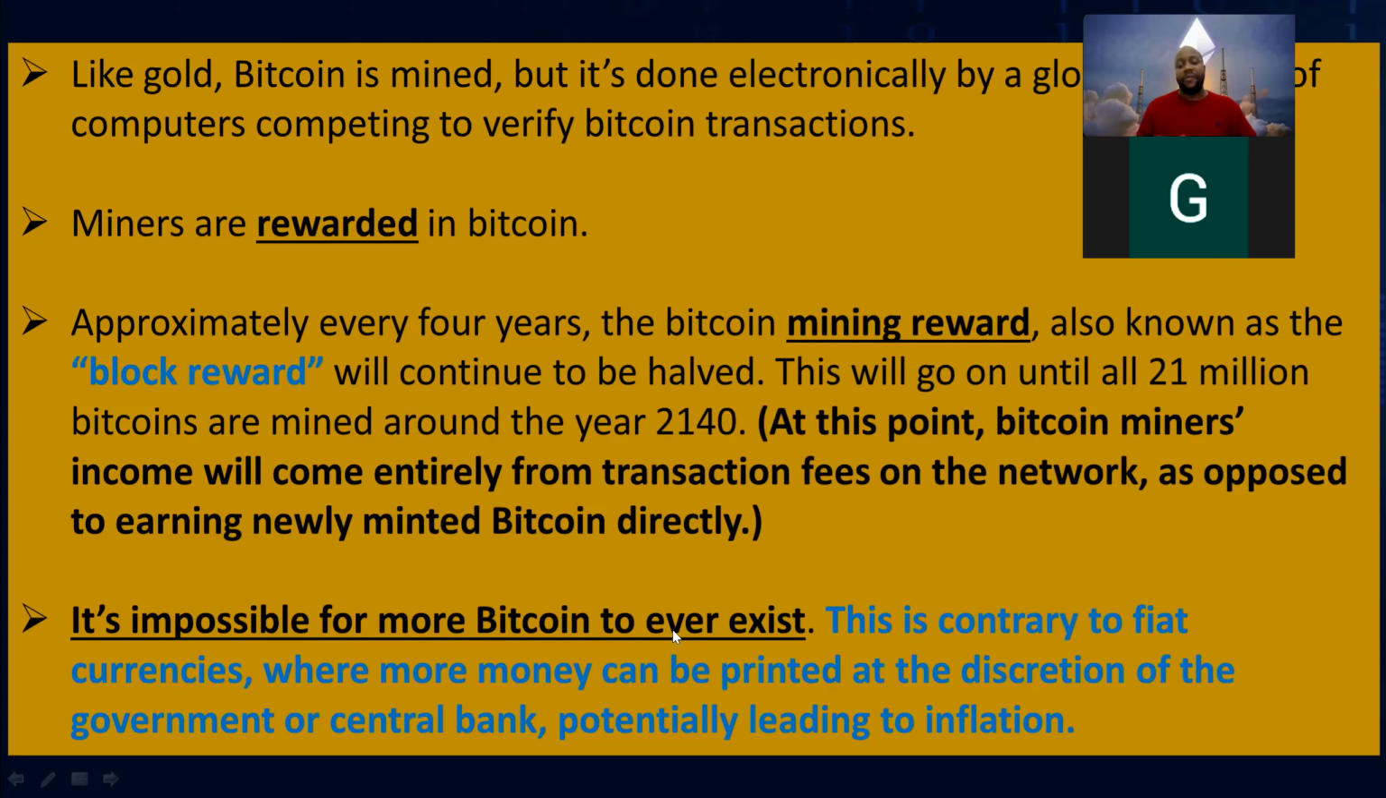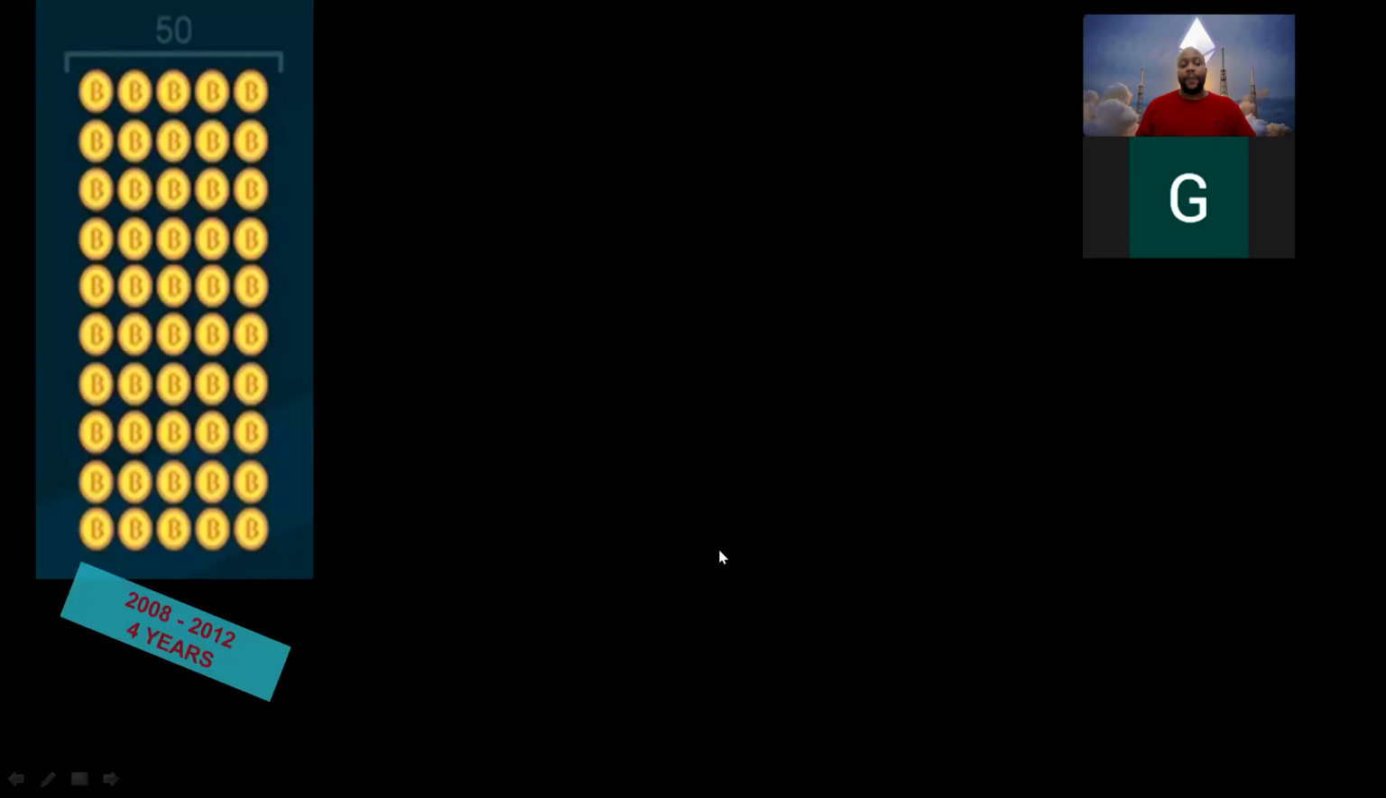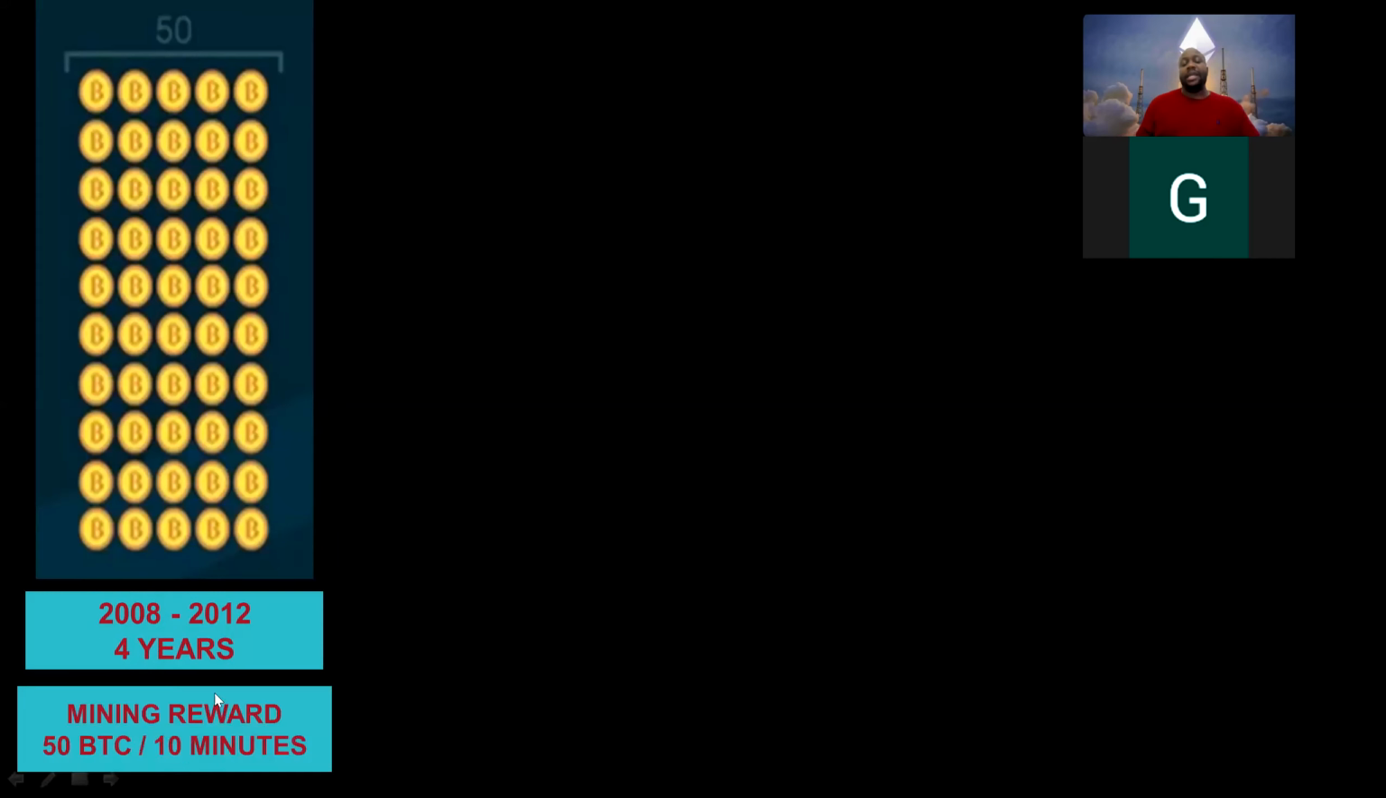This is contrary to fiat currency, where more money can be printed at the discretion of the government or central bank, which potentially leads to inflation. The Bitcoin blockchain started in 2008. For the first 4 years, the mining reward, or the amount of Bitcoin supplied, was 50 Bitcoins per 10 minutes.